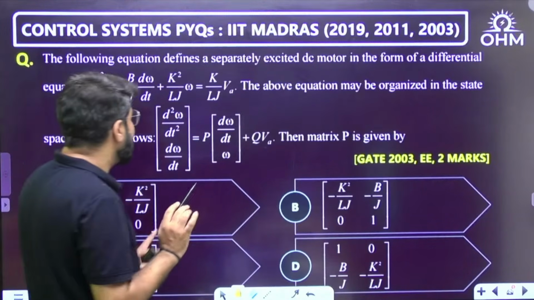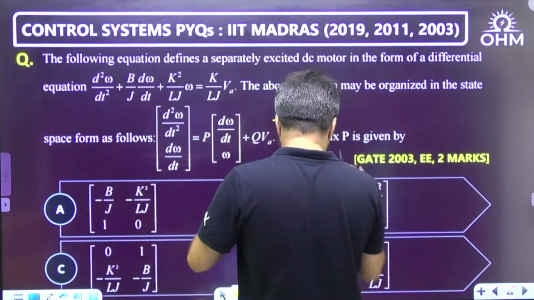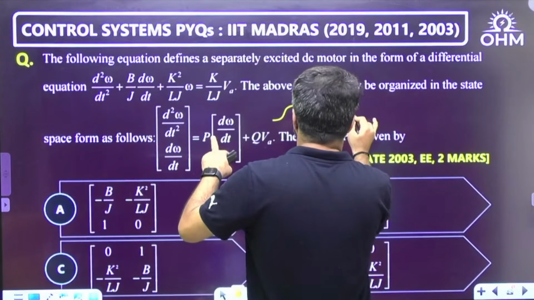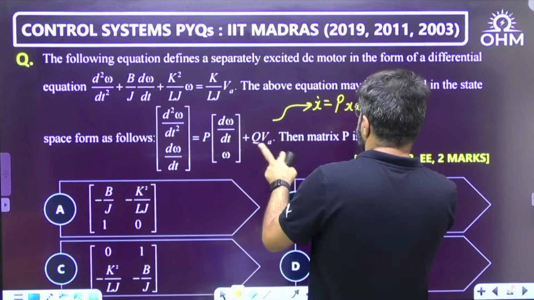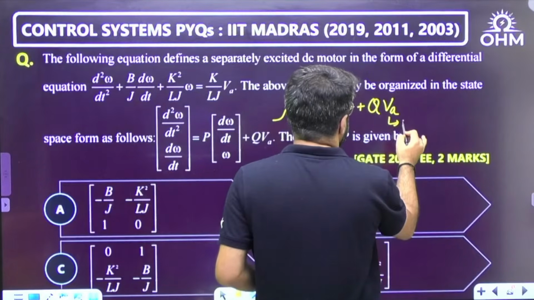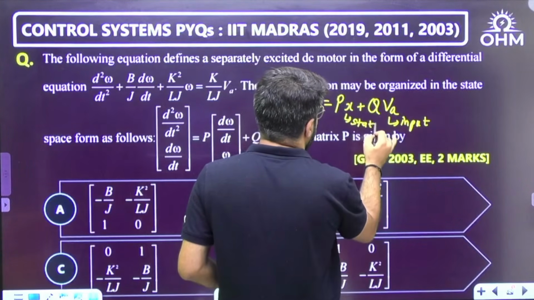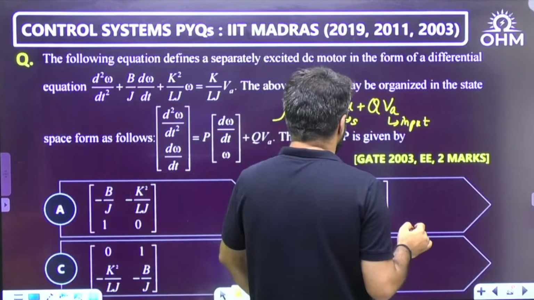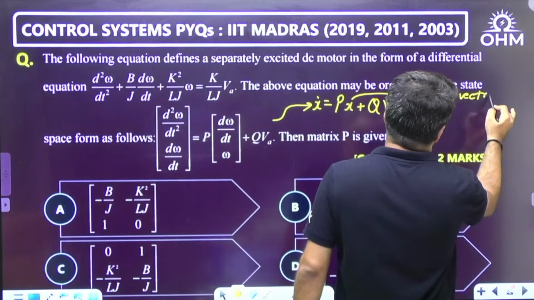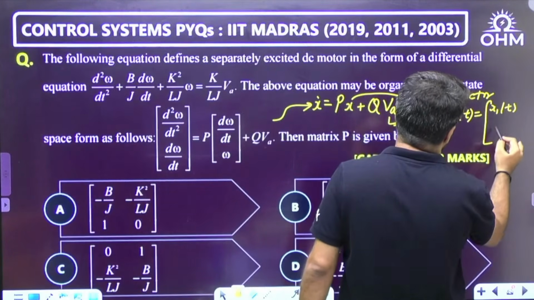Now see, normally what is the state space model we write? Understand that state space model is normally arranged this way: x dot equal to Px plus Qu, or Q into Va. This is my input term. This is my state vector. Va is the input, x is the state vector, and the state vector x(t) is a column vector containing all the state variables.